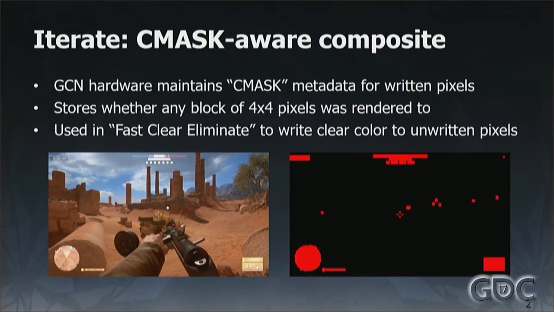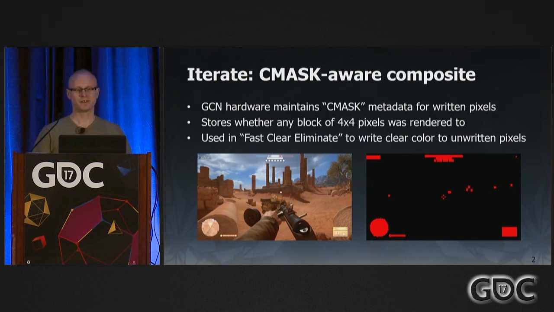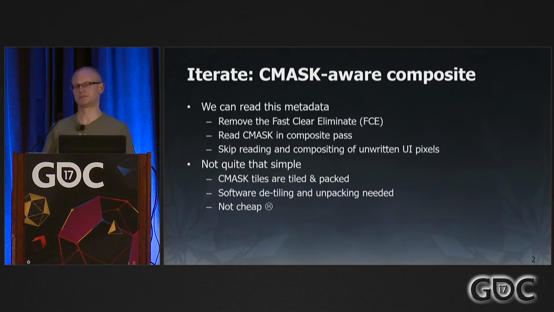Now, AMD's GCN hardware maintains this CMASK metadata, and essentially this stores whether any block of 4x4 pixels was rendered to or not. So when you do a clear, you don't clear the memory, you just clear the CMASK data. And then when you draw some pixels, it marks the CMASK whether it's been drawn or not. And then before you read this texture back, there's a fast clear eliminate pass, and all that does is look at the CMASK and then figures out whether you've written it to memory or not. And where you haven't, it writes the clear color back to memory. Smart and simple.